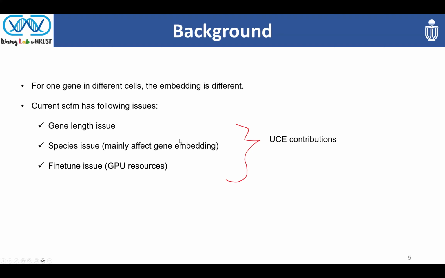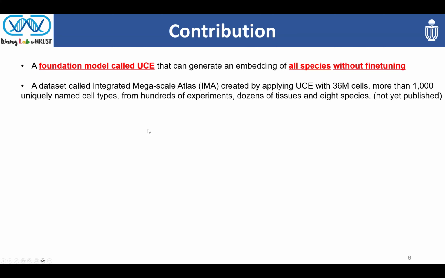They try to fix the gene length issue, and I may move to the next slides. They give us a foundation model called UCE. It can generate the embedding of all species without fine-tuning. I think this is the most important contribution of this paper.